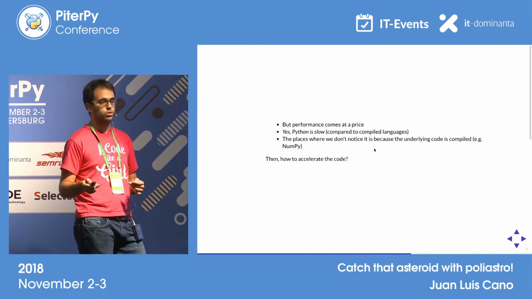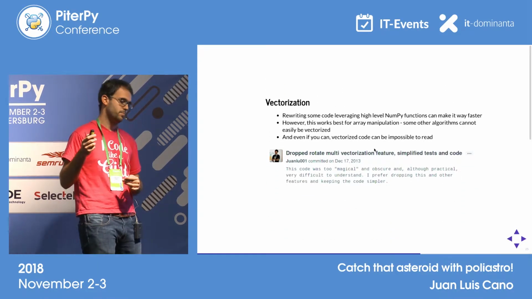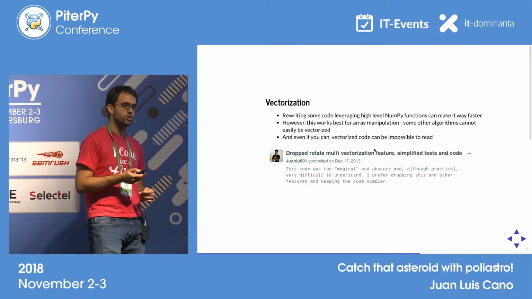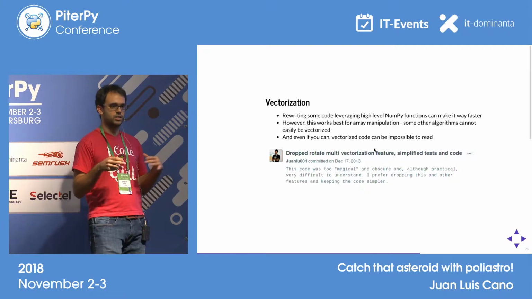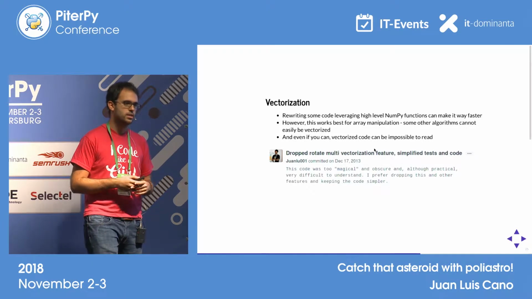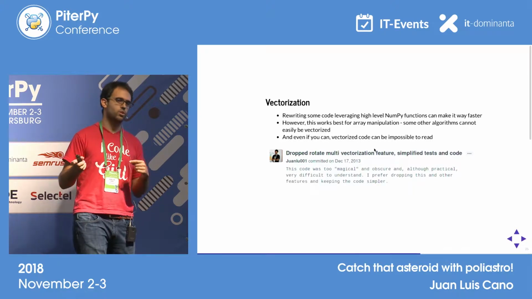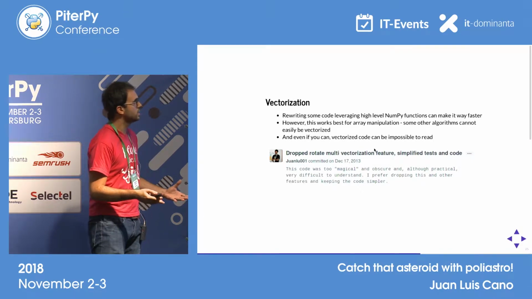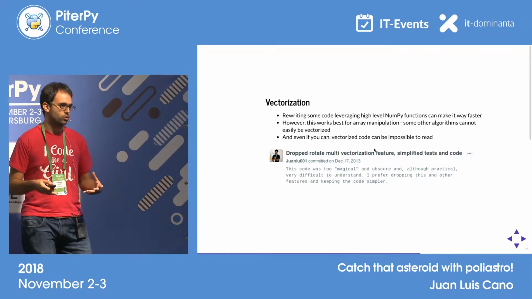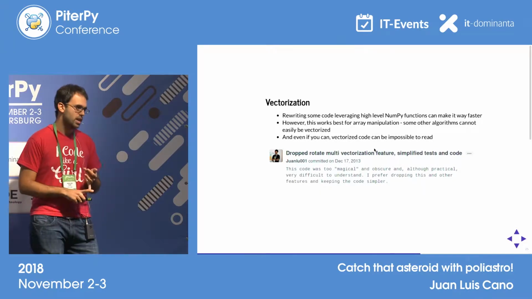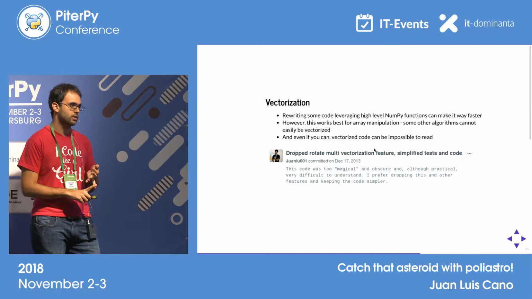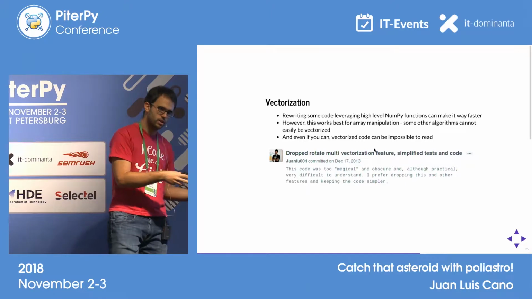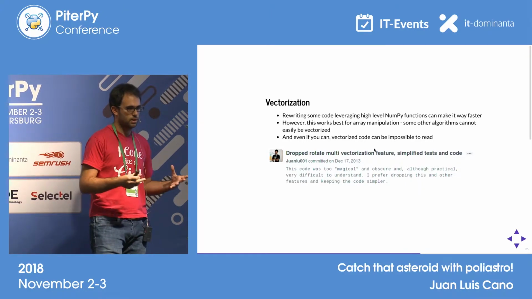So how to accelerate the code? This is more or less the trip that I did to try to accelerate this. So first, I tried to do vectorization, so using NumPy for everything. NumPy has lots of high-level functions to manipulate arrays. So if you rewrite your algorithm in terms of these functions, then it's going to be much faster. But the problem with this is that some algorithms cannot be vectorized. Anything that is not in terms of arrays or matrices is very difficult to vectorize, and especially sequential problems where you need to keep the state in the following steps are very difficult to vectorize, if at all.